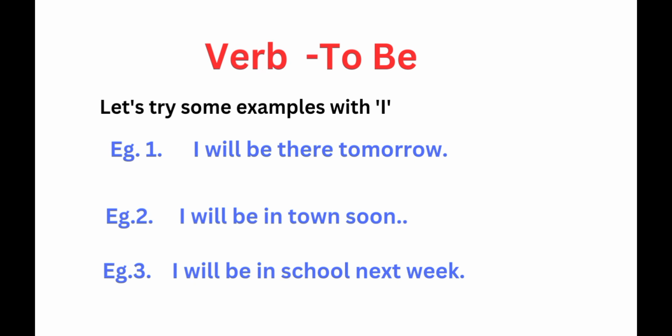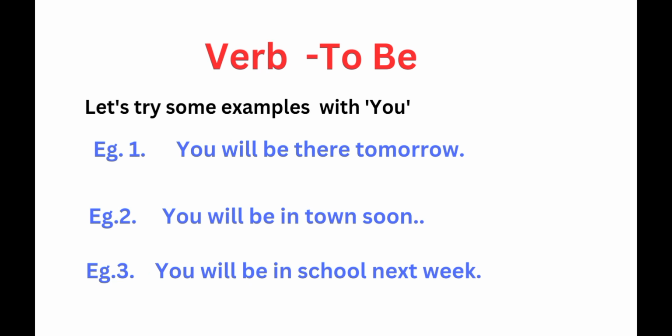We are now going to use you. You will be there tomorrow. Example two, you'll be there soon. Example three, you'll be in school next week. You will be in school next week. Again, you will be there tomorrow. You'll be in town soon. You will be in school next week. So these are the examples of you.